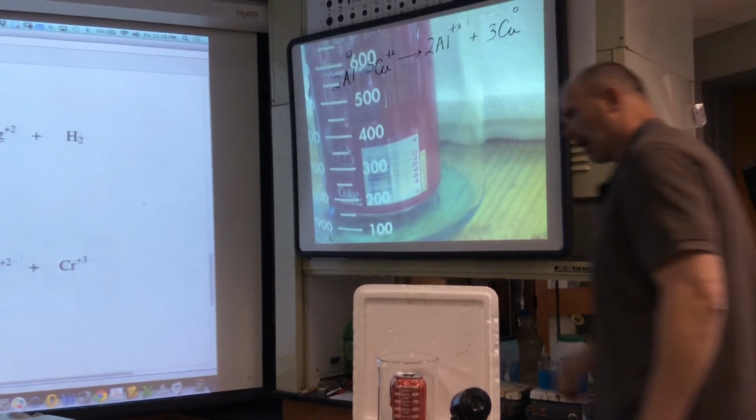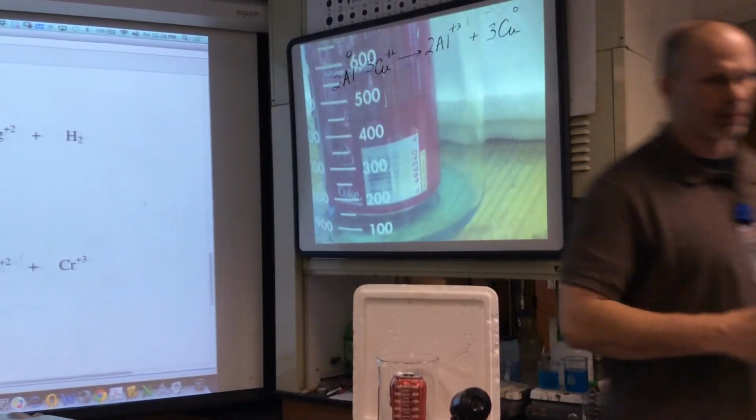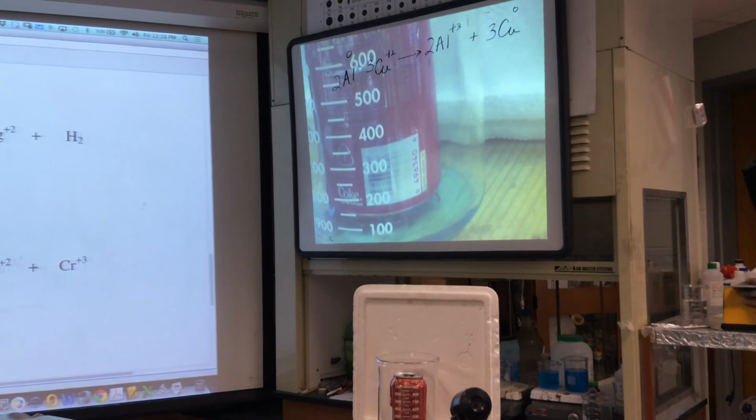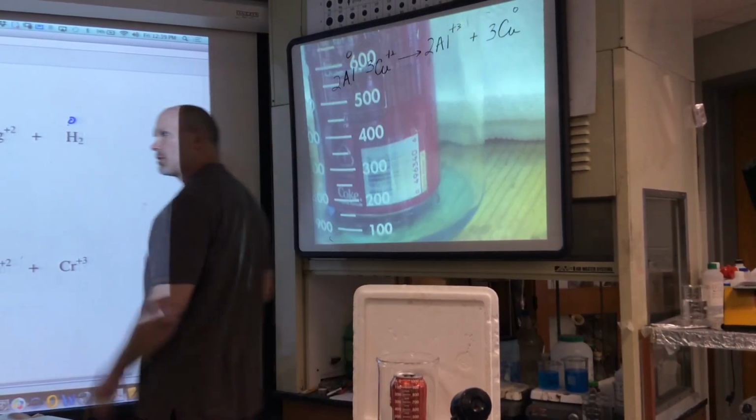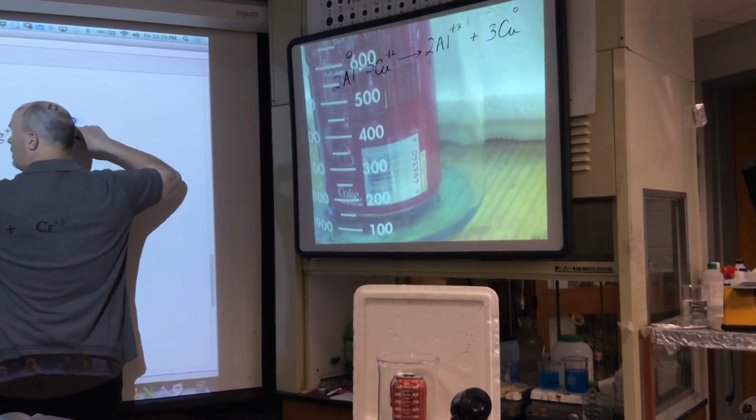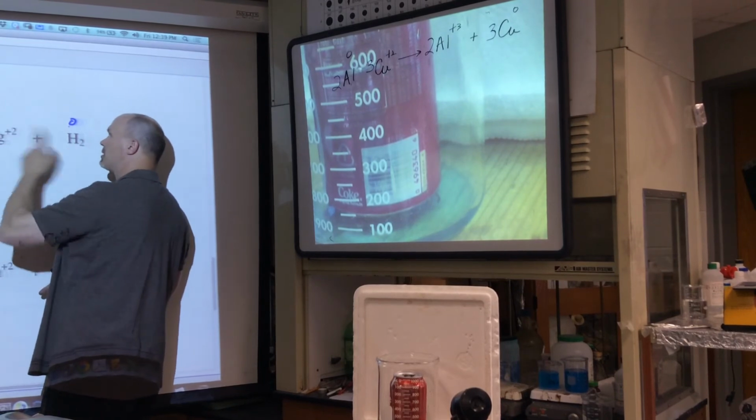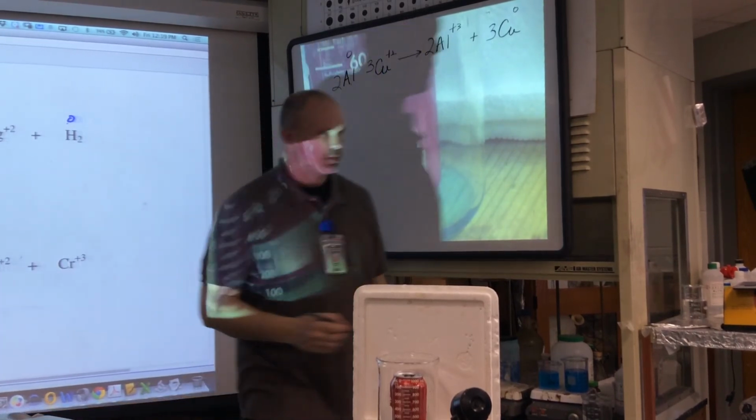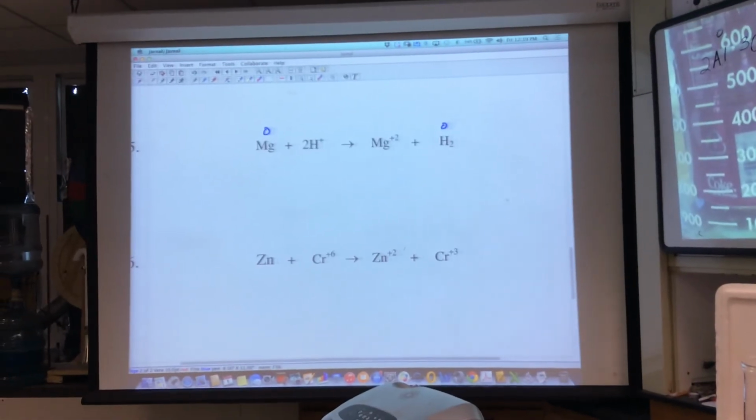Now, if you're not really sure, write a half reaction. Everything begins with assigning oxidation numbers. Standalone metal is a 0. Is this a redox reaction? What do I see? 0. And I see numbers changing. Plus 1's going to 0. So, if you have to write a half reaction, be my host and do that.